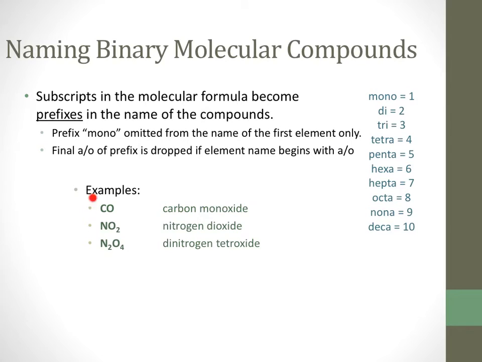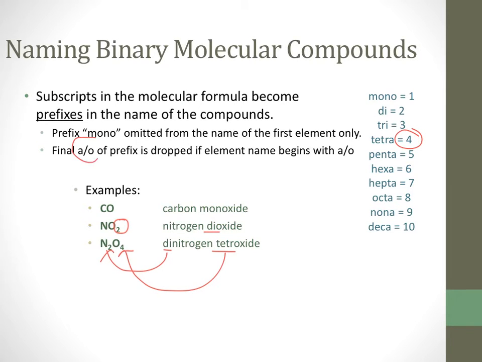So for example, CO, carbon and oxygen, will be named carbon monoxide when it forms this binary molecular compound. Again, the ending is changed to "ide", and the mono is excluded from the carbon. And NO2 is nitrogen dioxide. So that di is there because there are two oxygens. On the other hand, N2O4 is written as dinitrogen, di because there's two, tetroxide. Tet is the four because there's four oxygens.